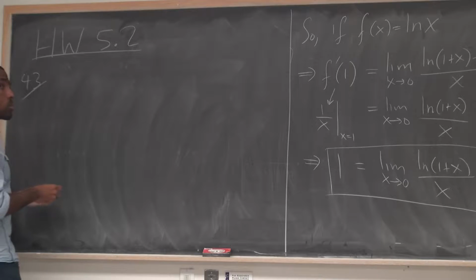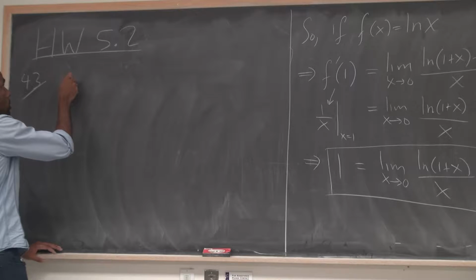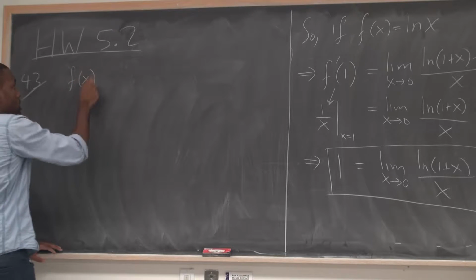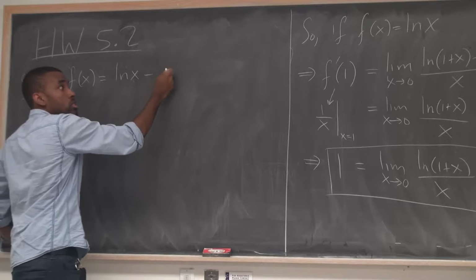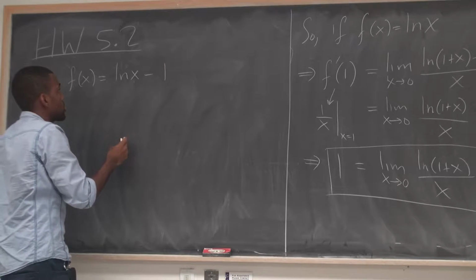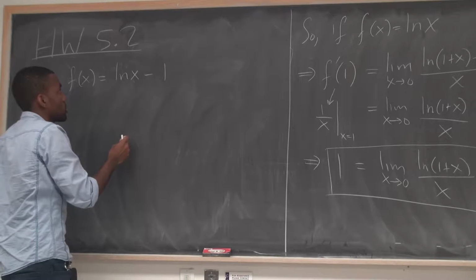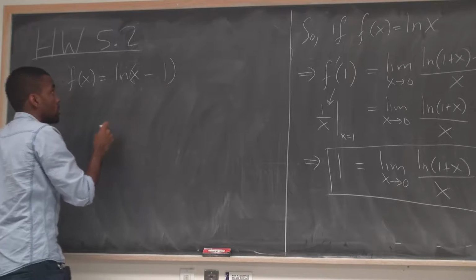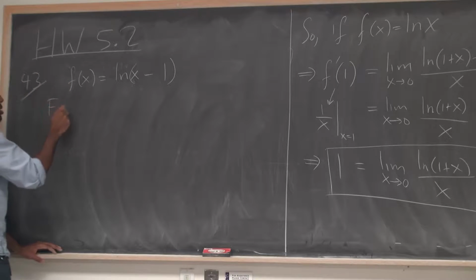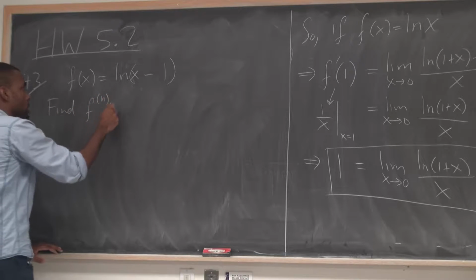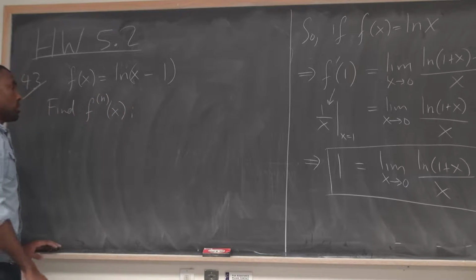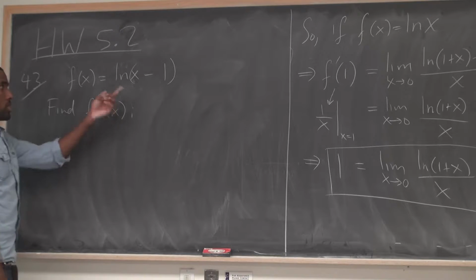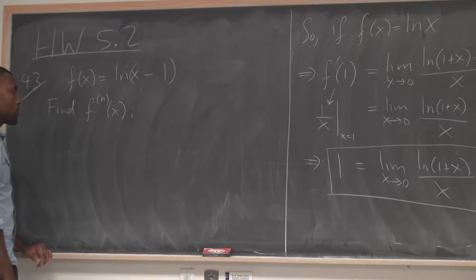What's 43? Find the formula for the nth derivative, if f of x equals ln of x minus 1. No, ln of the entire thing. Trying to determine ln of the entire x minus 1. So you want to find the formula for the nth derivative at x. Yeah. Okay. So I just find this a bunch of times and try to see a pattern.